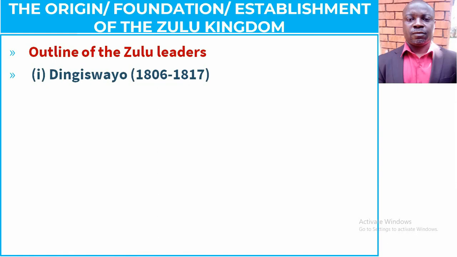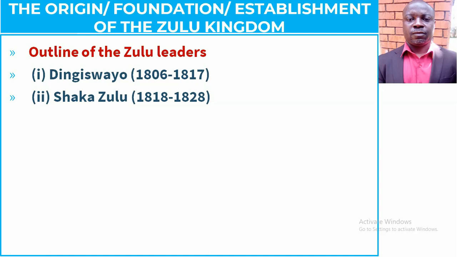This one was born in 1806 and he died in 1817. No, sorry. He started ruling in 1806, not actually being born in that. He started ruling in 1806 and then he died in 1817. And then later on in 1818, the Zulu chiefdom took over or swallowed the Mthethwa kingdom, because Dingiswayo was the leader of the Mthethwa kingdom, of course, in KwaZulu Natal.